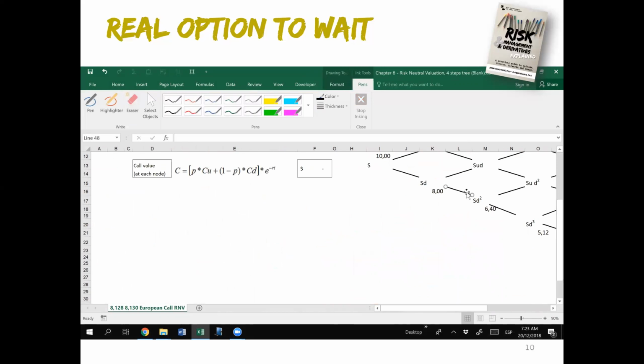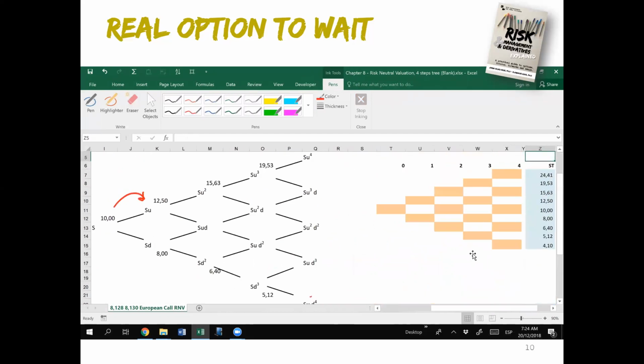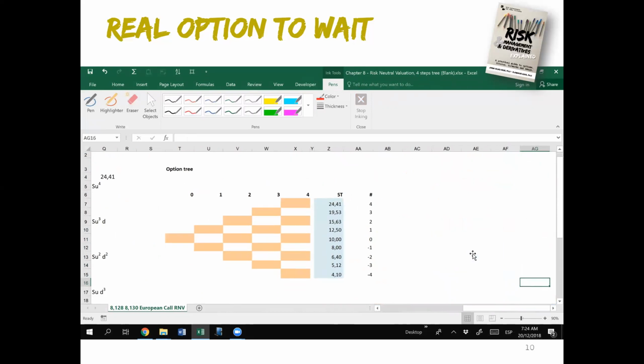Okay, now let's solve the tree, but for the option, not the underlying asset. Now let's work with the option tree, which is in orange cells. Again, this is a call option. In period 4, what we need to do is to decide whether to exercise or not the option. So here we will write the max between the underlying asset price at that time. It depends on time. That is why it's called ST. Minus the strike.